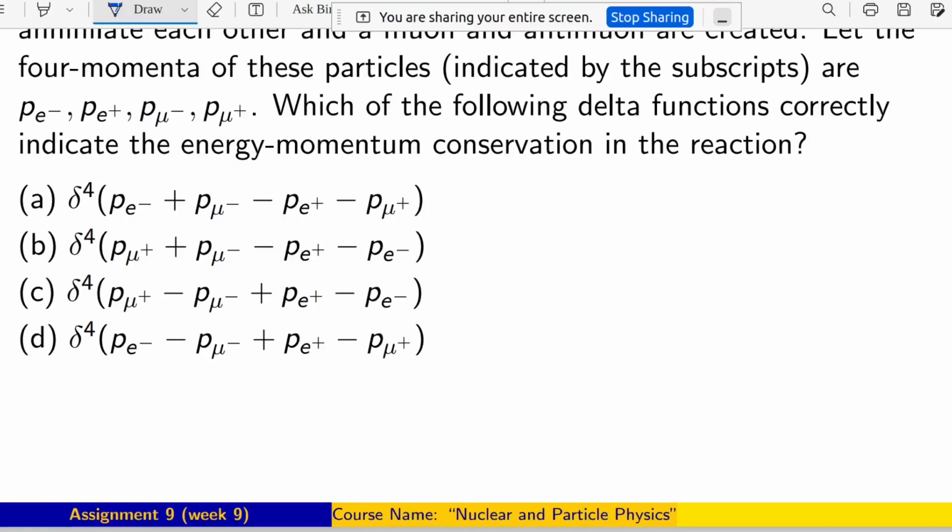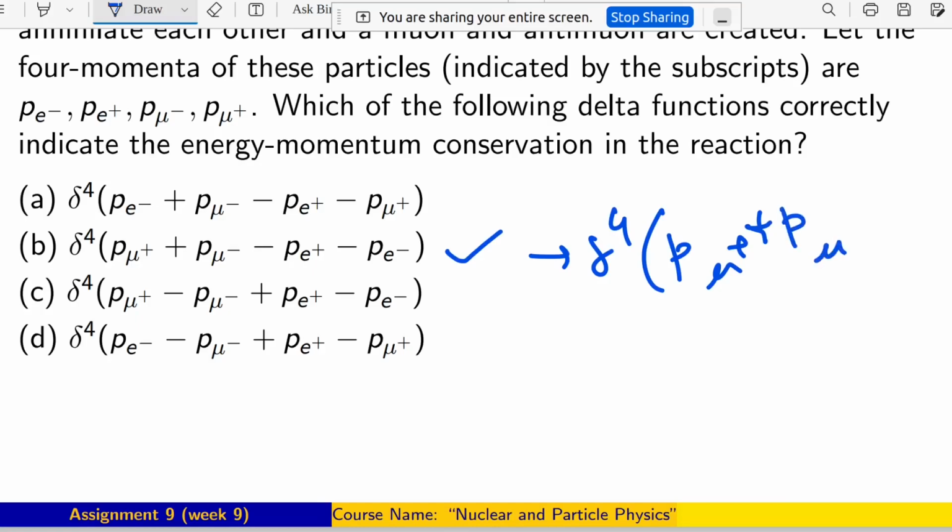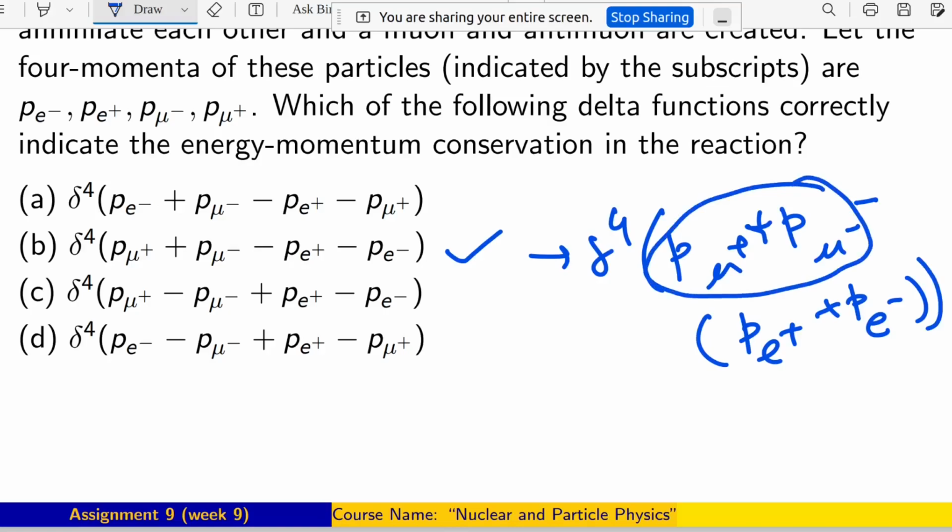Okay, see here, μ+ μ- minus e+ e-, that one is the correct one because it can be written like this. So this is nothing but p final, and this is nothing but p initial. So δ4 of p final minus p initial will be equal to 1 when the final will be equal to the initial one. So this is the exact answer.